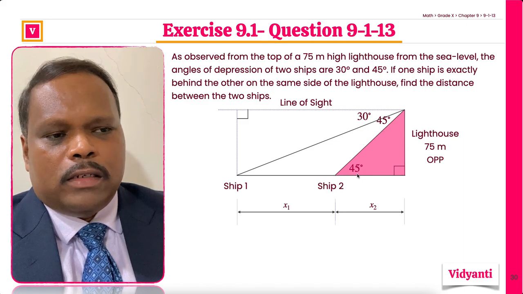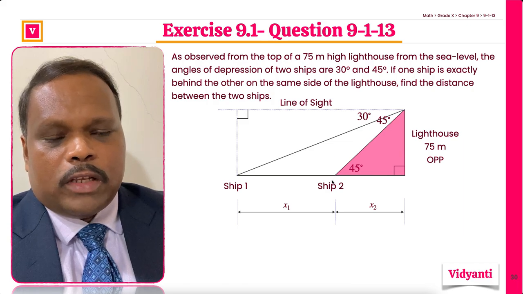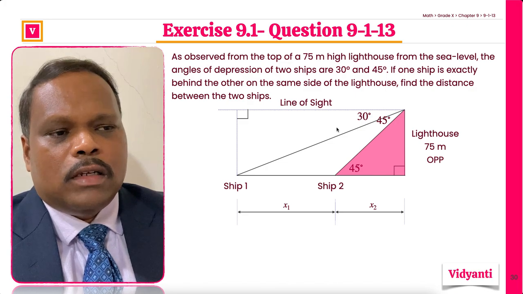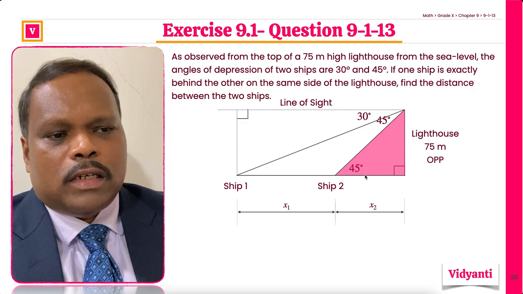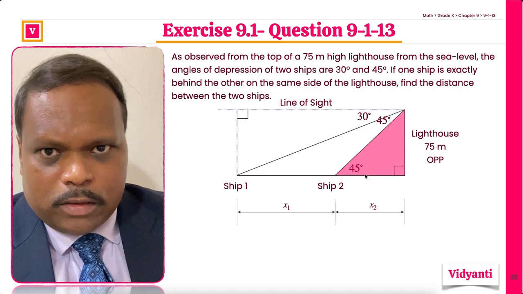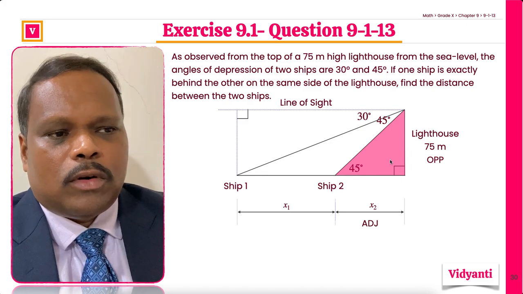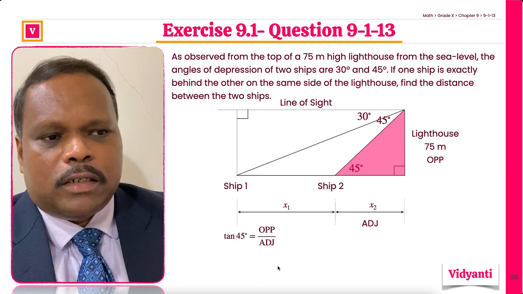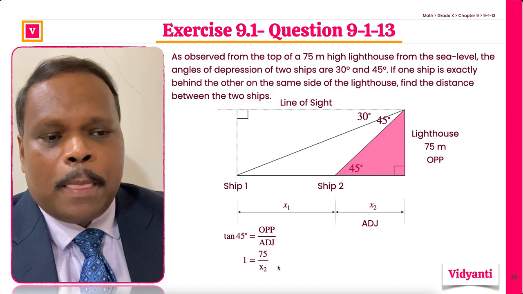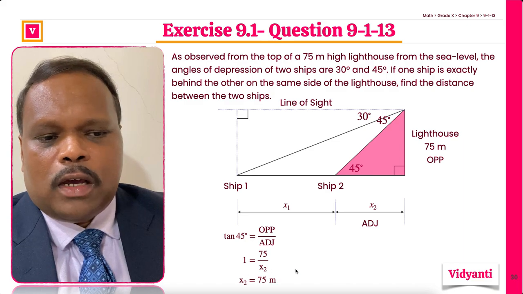Alternate interior angle, because these two are parallel lines. Line of sight is supposed to be parallel with the ground, the horizontal level. So I am assuming that this and this are identical. Now, if the smaller triangle is considered, then for 45, this is opposite and this is adjacent. So you can write down tan 45, which is just 1. So you can say that 75 and x2 are identical.